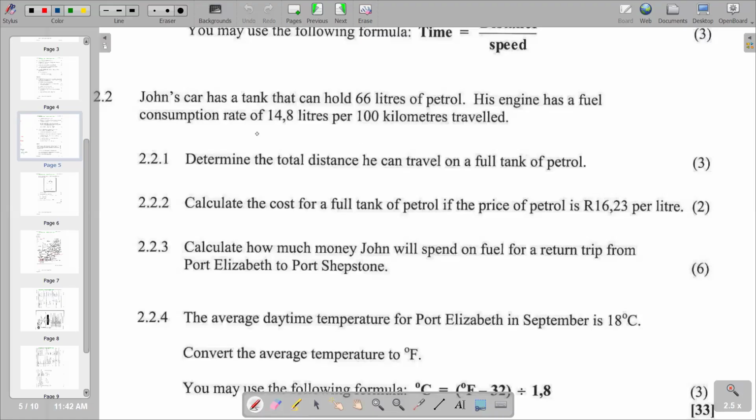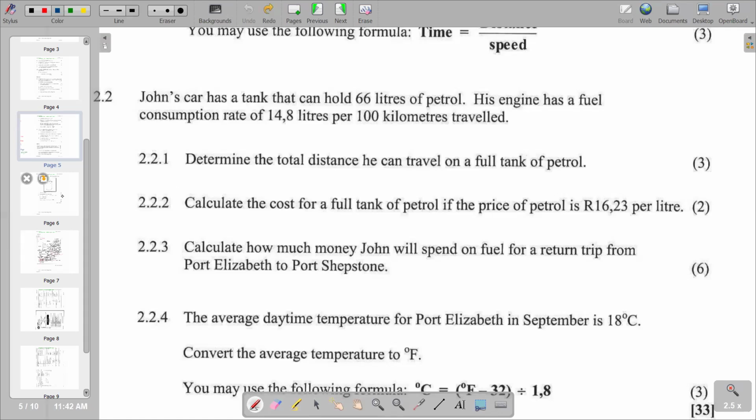2.2 reads: John's car has a tank that can hold 66 liters of petrol. His engine has a fuel consumption rate of 14.8 liters per 100 kilometers traveled. Determine the total distance he can travel on a full tank of petrol. A full tank is 66 liters. So 14.8 liters is equal to 100 kilometers. What about 66 liters, which is the full tank?